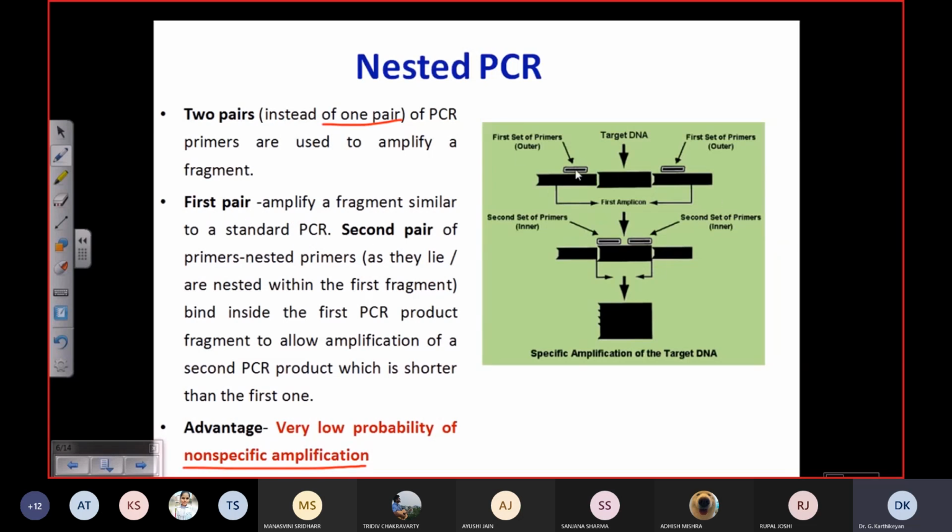the standard PCR process. So suppose here this is the schematic presentation. So this is the DNA. This is the target region. This is our target DNA to be amplified. So the very first primers will be added outside, flanking this target DNA region, as you can see here. So it will be added outside the target DNA region.